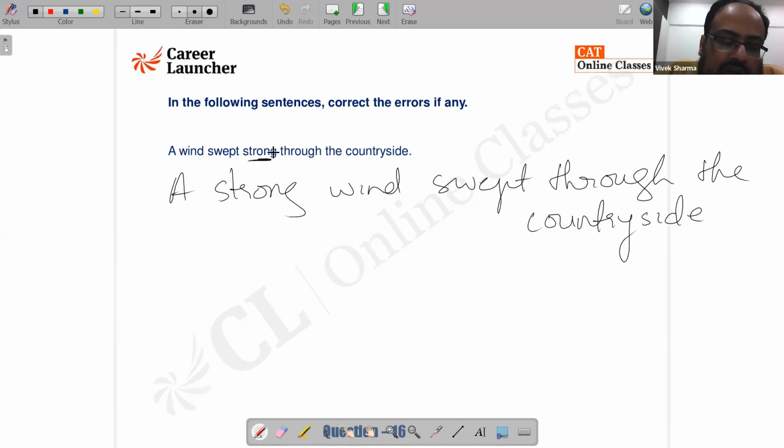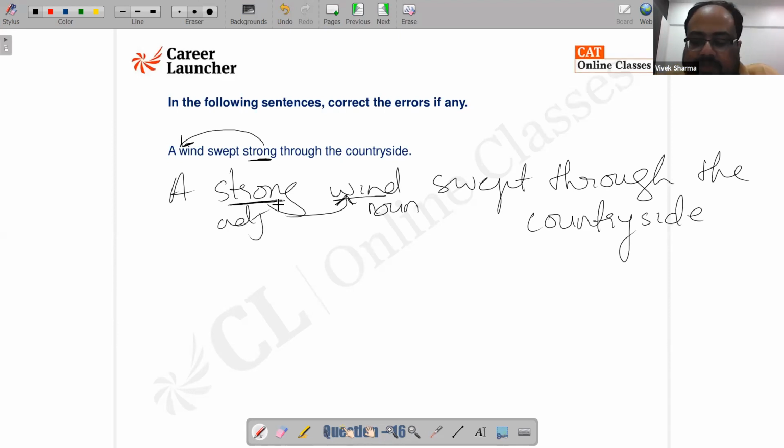So this word strong, this should have come over here, right? The word strong should have come next to wind. So the word strong was misplaced, right? A strong wind swept through the countryside, because strong should modify wind, right? Strong should modify wind. Wind is a noun, so strong becomes an adjective, right? This was an example of a misplaced modifier.